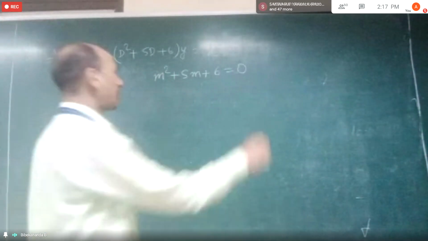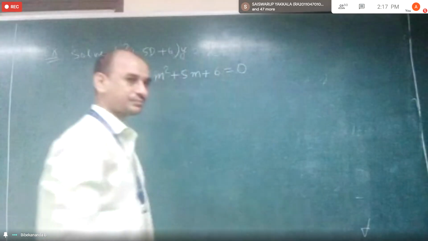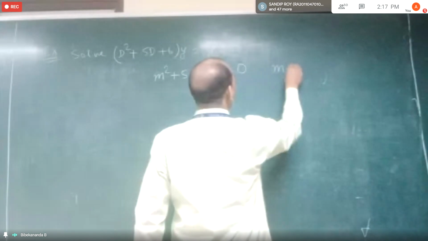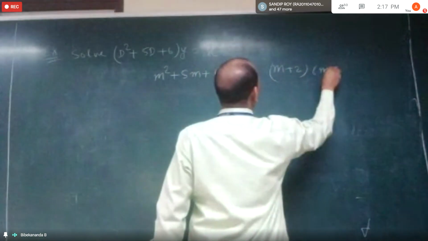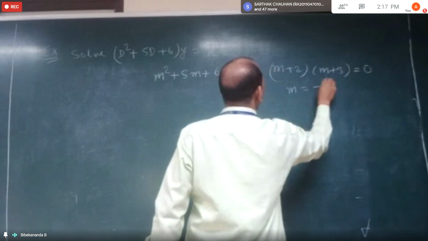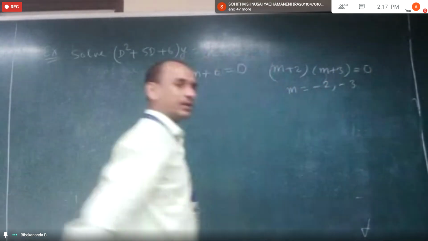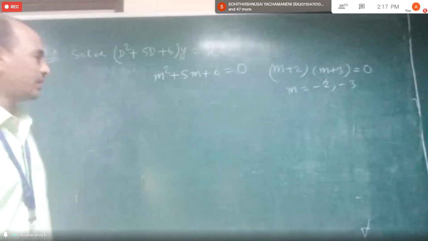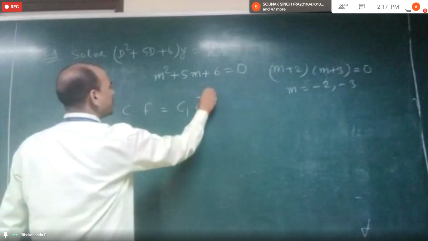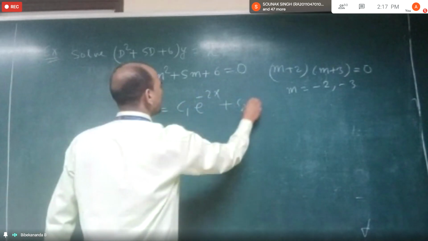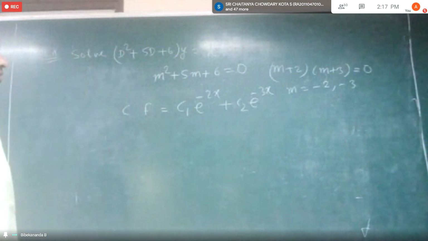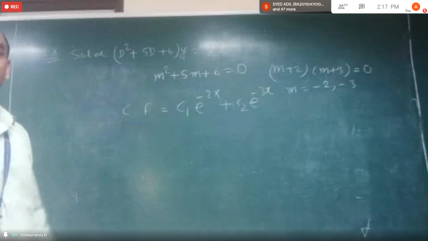What are the values of m? If you solve it, m plus 2 into m plus 3 is equal to 0. So m equal to -2, -3. And so what is the complementary function? C1 e to the power -2x plus C2 e to the power -3x. So this is your complementary function.